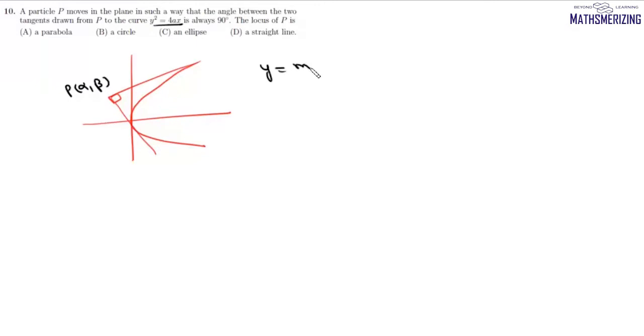y equals mx plus a by m. So here it will be y equals mx plus a by m, and this tangent passes through the point (alpha, beta). So we can write beta equals m alpha plus a by m, or m square alpha minus beta m plus a equals 0.